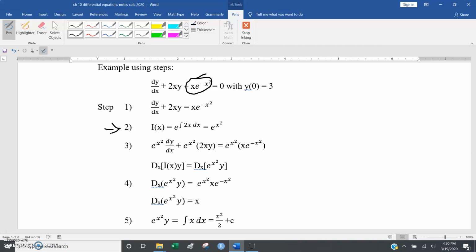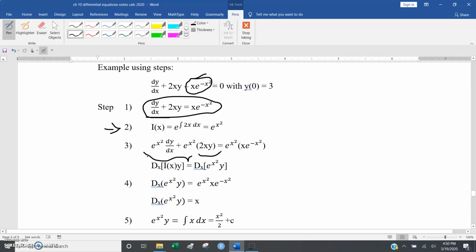After you've calculated that, you multiply every term from above by e^(x²). So once you've done that, now the left side of your equation is going to be your derivative. You do not need to actually do this part right here. That was just to help you understand. So that's your derivative: the derivative of our integrating factor, e^(x²), times y.